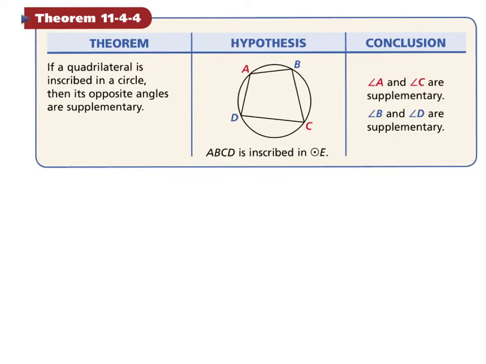And lastly, theorem 11.4.4. If you have a quadrilateral that is inscribed in a circle, the opposite angles are supplementary. Not congruent, supplementary. So angles D and B would be supplementary, and angles A and C would be supplementary, but only if that quadrilateral is inscribed in the circle.